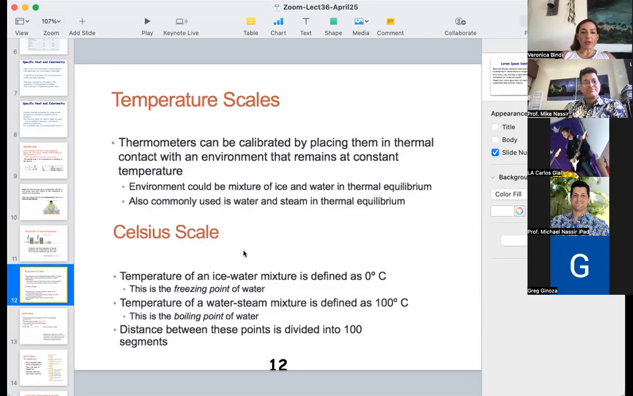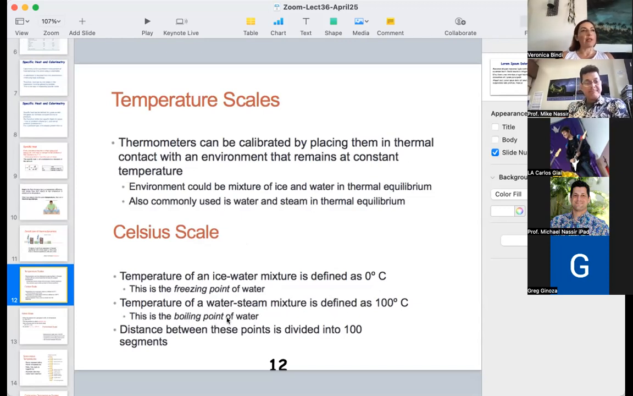In the Celsius scale, the temperature of an ice-water mixture is defined as 0 °C, and this is the freezing point of water, while the temperature of a water-steam mixture is defined as 100 degrees Celsius, and this is the boiling point of water.